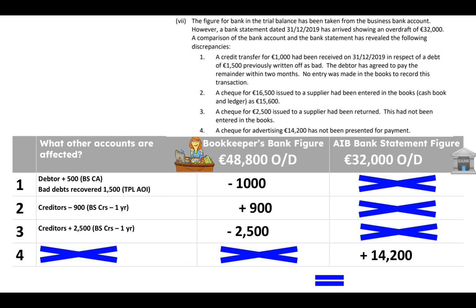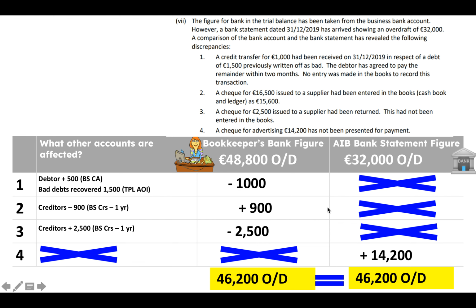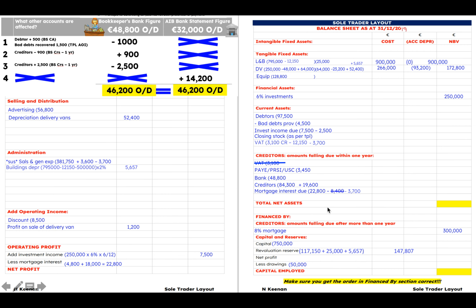And overall then you will have €46,200 overdraft. Okay, so both of these figures need to equal. If they don't, you know you've made a mistake somewhere. So check all your minuses, check your pluses, check you did it in the right bank account, and then that's it. Okay, so let's see how this looks in the books then.